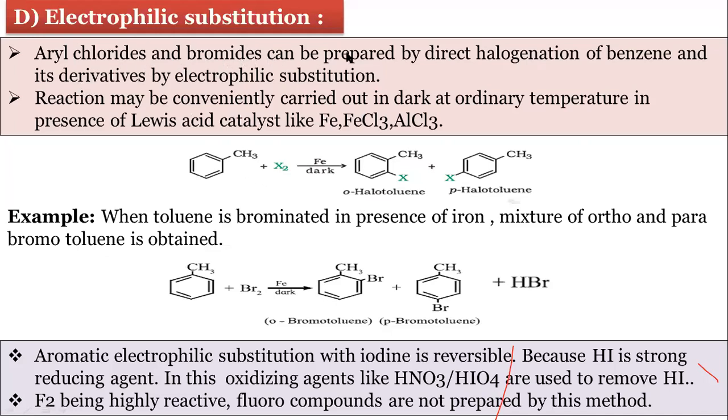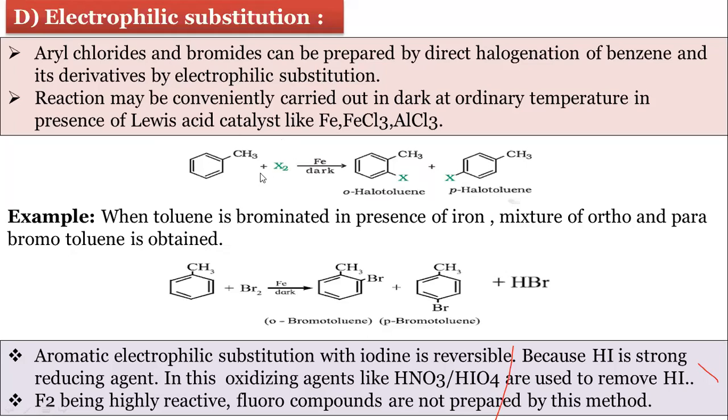Aryl chlorides and bromides can be prepared. Now you are familiar with these words. Aryl means the aromatic system in which one hydrogen is replaced with one halogen. This is called aryl halides. Chlorides and bromides can be prepared by direct halogenation of benzene and its derivatives by using electrophilic substitution reaction. Remember the name. Electrophiles are the positively charged species. Reactions are carried out in the dark, at ordinary temperature, in the presence of a Lewis acid. Lewis acid catalysts like Fe, FeCl3, AlCl3.